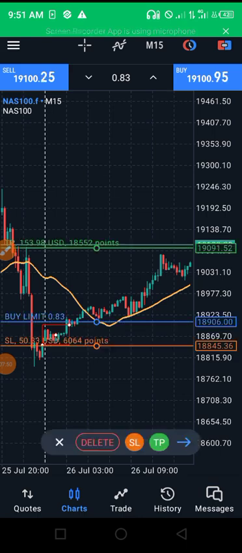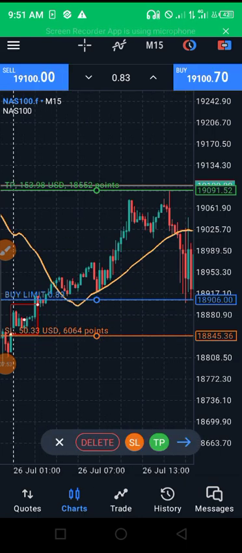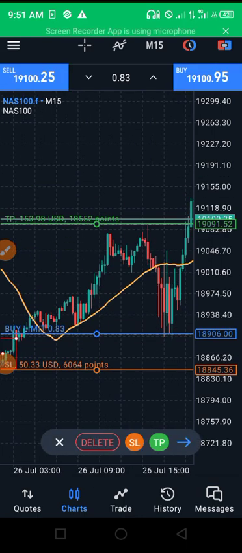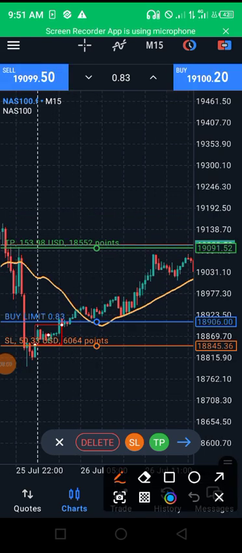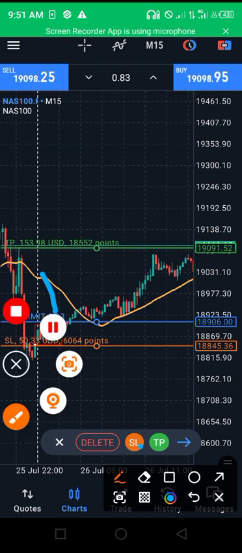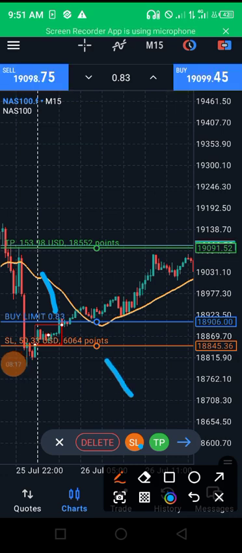Look at this. This strategy is a killer, it's a technical killer. It hit our take profit. See, we entered the trade around this zone. Look at the box we drew. Then our stop loss is this zone, the bottom of the box. This is the box we drew.